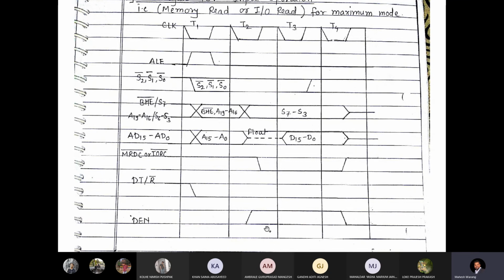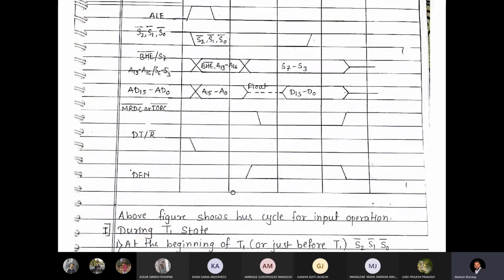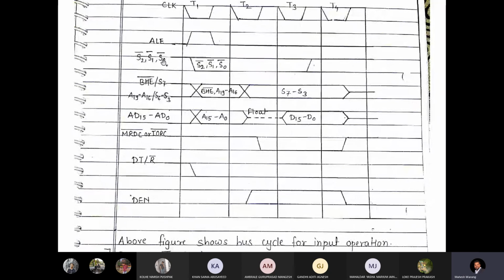Try to understand the difference in minimum and maximum. Changes are like here we are having that S2 bar, S1 bar, S0 bar, which was not there. Then here we are having memory read and IO read, okay. Second, we do not have M/IO bar, and third thing here this DEN, we do not have DEN bar, we have DEN over here. Understood?